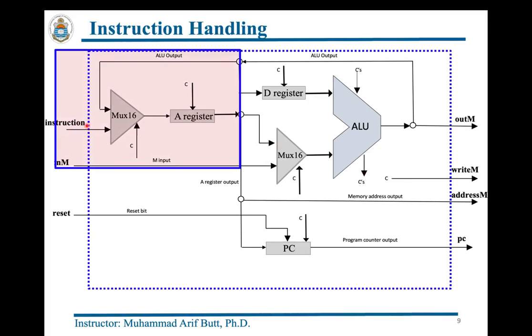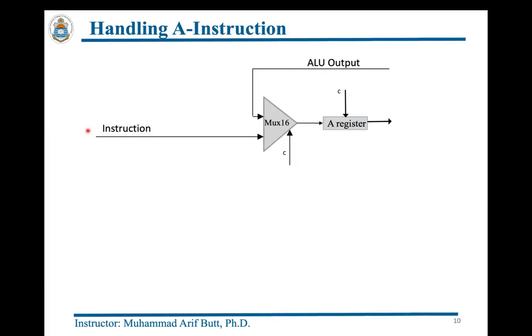Well, over here you can see the 16-bit instruction coming inside the CPU. And we all know that the Hack CPU supports two types of instructions, the A instruction and the C instruction. Let us take these two types one by one. Zooming into this section, it consists mainly of the A register, and the instruction input connects to this register via this MUX16 chip.